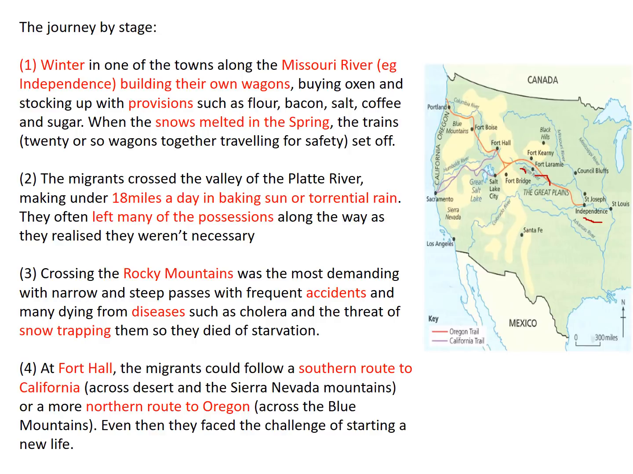And then they've got to cross the Rocky Mountains, awful journeys going across here, many accidents, many dying of disease, many caught by snow. And then eventually they reach Fort Hall, where they would have the choice of taking the northern route to Oregon or the southern route to California. And even if they made that journey over to the west, to Oregon up here, or to California further south, they still faced the difficulty of starting a new life, and we'll look at that later on.